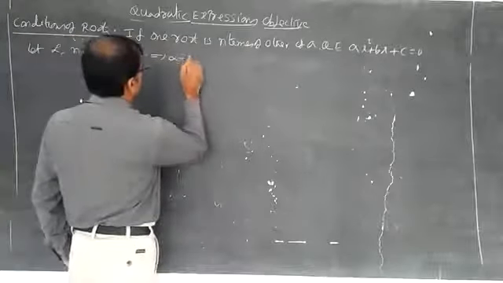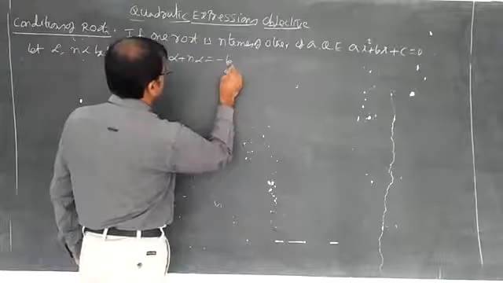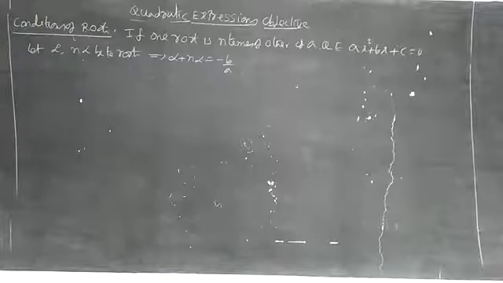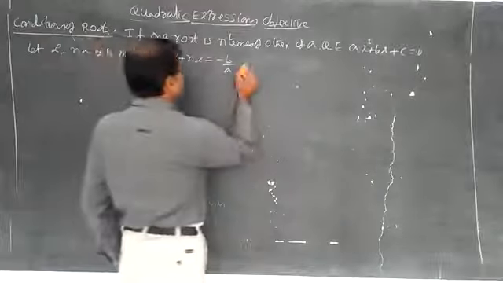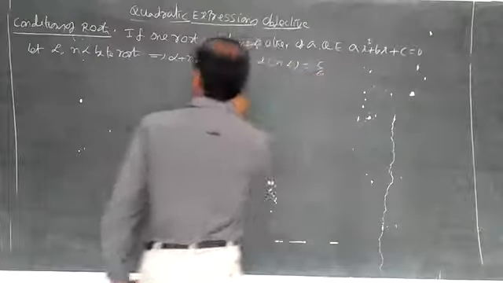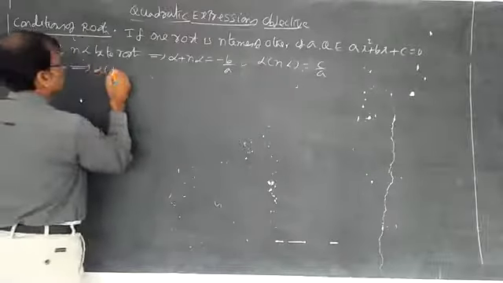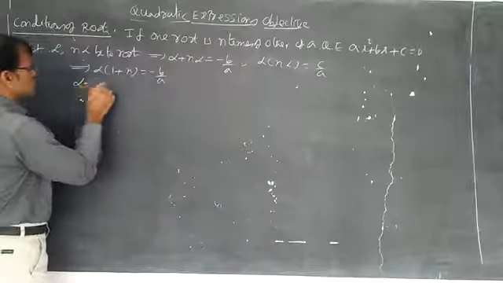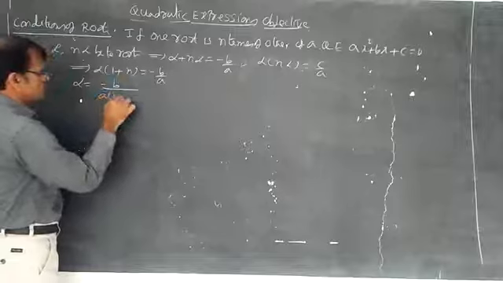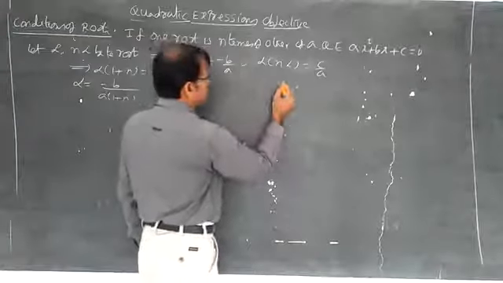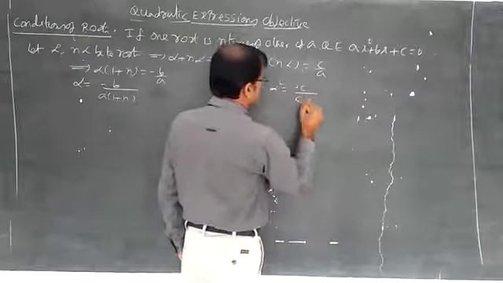That implies alpha plus n alpha, the sum of roots, is equal to minus b by a, and the product of roots, alpha into n alpha, is equal to c by a. Taking alpha common, it becomes 1 plus n is equal to minus b by a. So alpha is equal to minus b by a into 1 plus n. Therefore alpha square is equal to c by an.